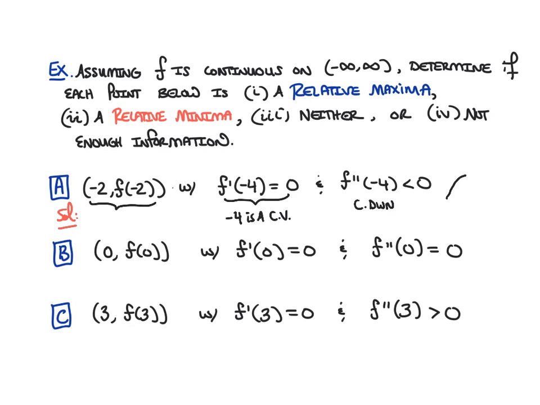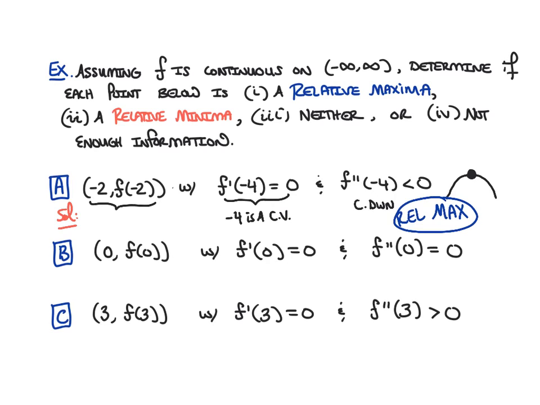So I always draw a frown, and I know I have a critical value. So at that point, you will have a max. You'll have a relative max. All right, and that would be the answer. Yes, we have a relative max. It's a critical value where I have a second derivative that's negative.